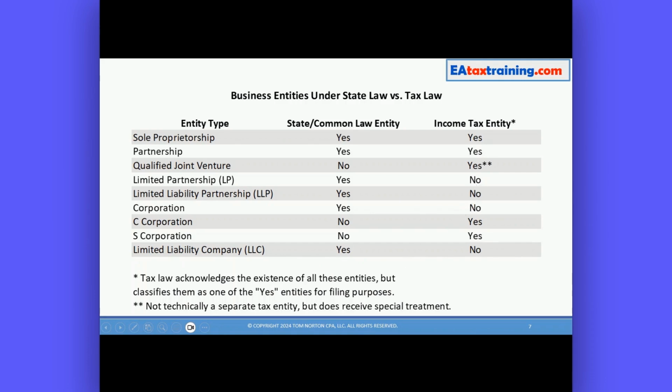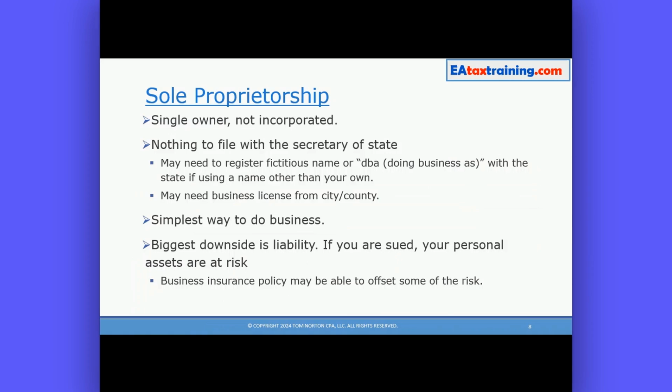So now let's talk about briefly each of these types of entities, and then we will go into more detail about them in later videos where they have their own videos that are dedicated to explaining all of the various tax consequences of each entity.